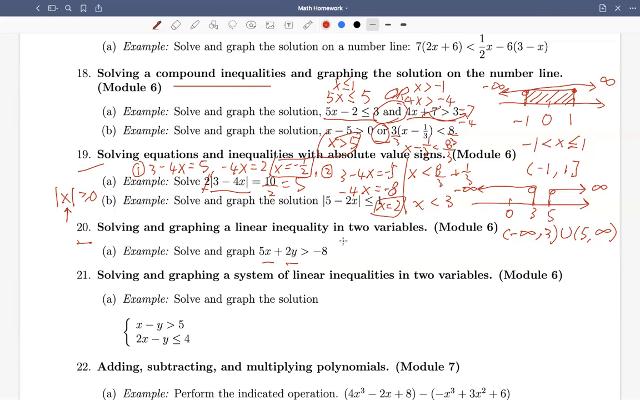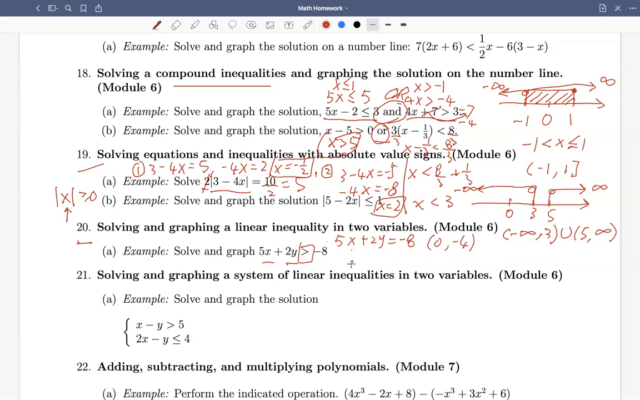So first, we graph the line 5x plus 2y equals negative 8. Even though this is greater than negative 8, we're going to graph the line first. To graph this line, we only need 2 points. So we just assign x some easy values. Let's say x equals 0. If x is 0, 5x is gone. We have 2y equals negative 8. So we get 0, negative 4 as 1 point.